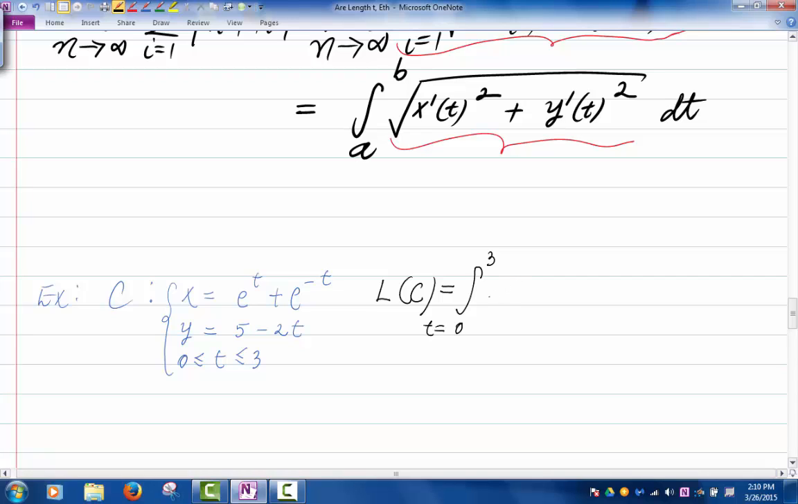What do I integrate? Well, I take the square root of what? I take the derivative of the component function. So what's the derivative of x? Derivative of x is e to the t minus e to the minus t, right? And then I take the square of that. And what's the derivative of y? Negative 2, square of that, and then dt. Am I right? And then, once I have the integral set up, it's just a matter of computing it, okay? It's a matter of computing that integral.